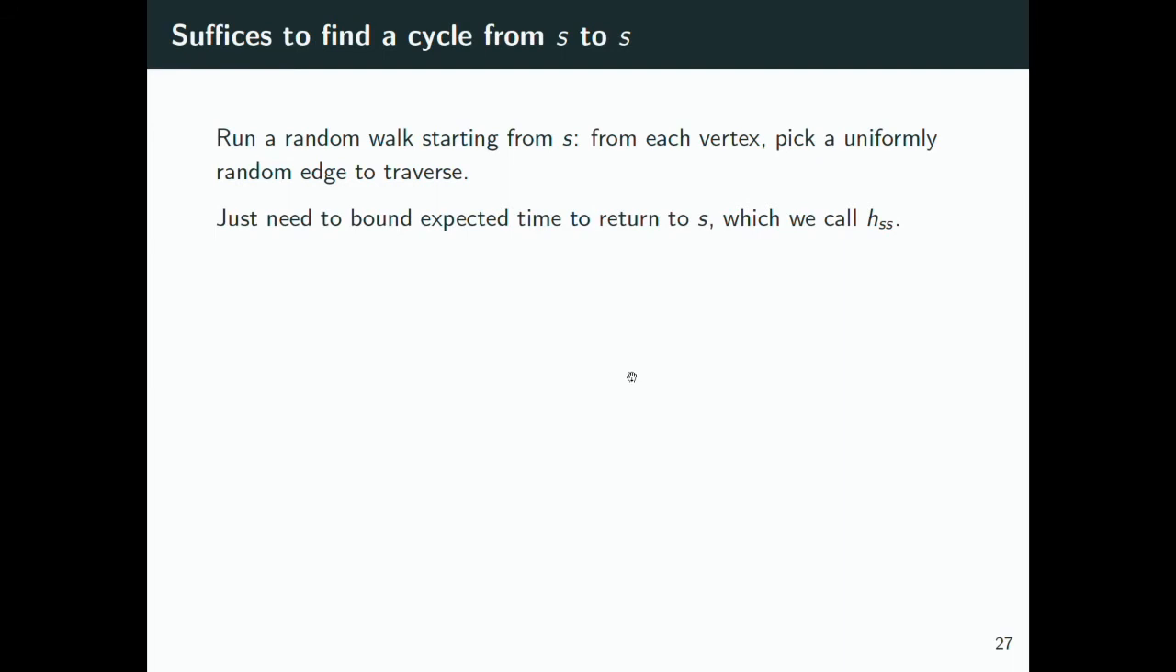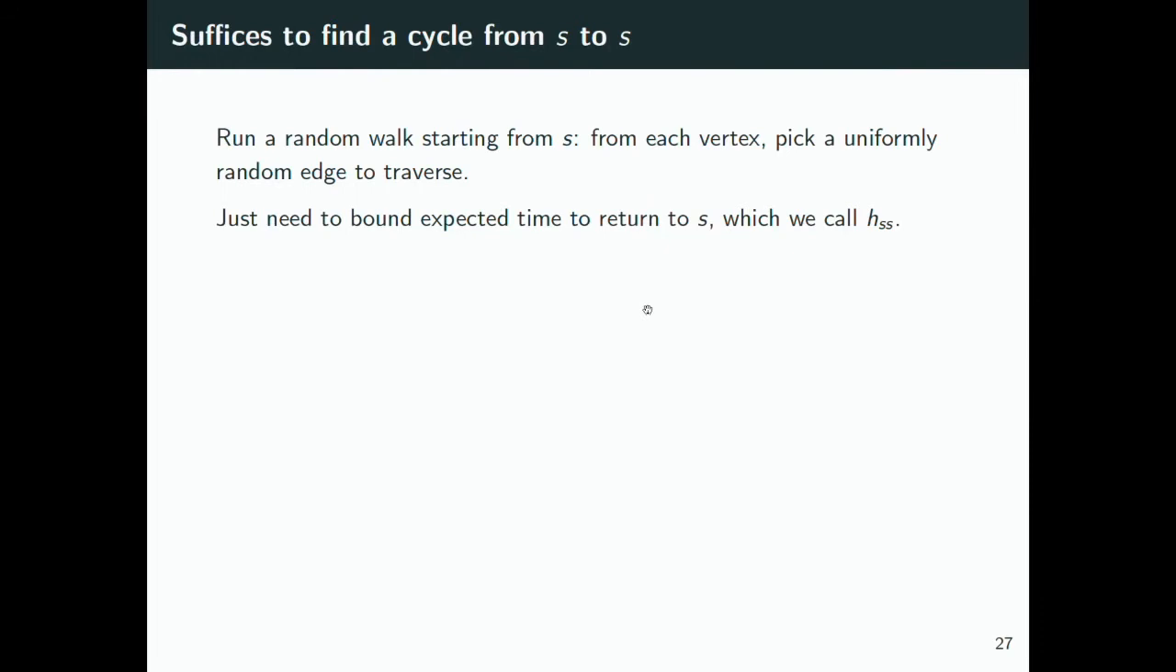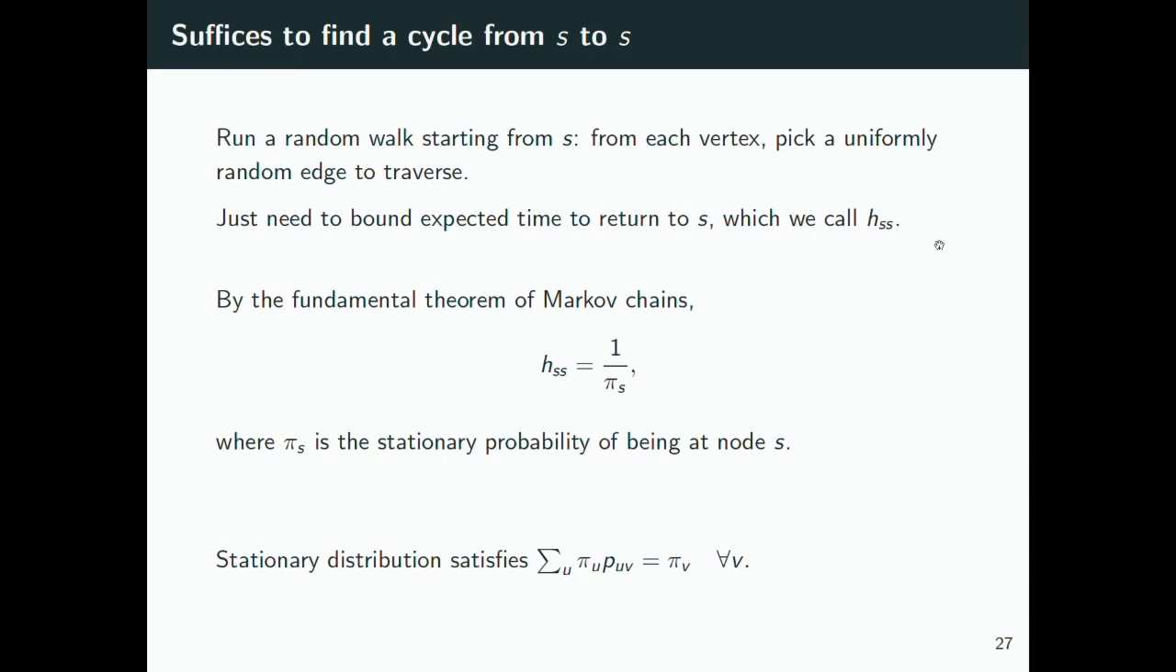Okay? And since I want to find a path back to where I started, I just need to bound the expected time for this random walk starting at S to get back to S. Okay? And I'm going to call that expected time H sub SS, the hitting time starting at S to get to S. Now we know that for nice Markov chains, otherwise called ergodic, the fundamental theorem of Markov chains tells us that that hitting time is exactly 1 over the stationary probability of the node S.